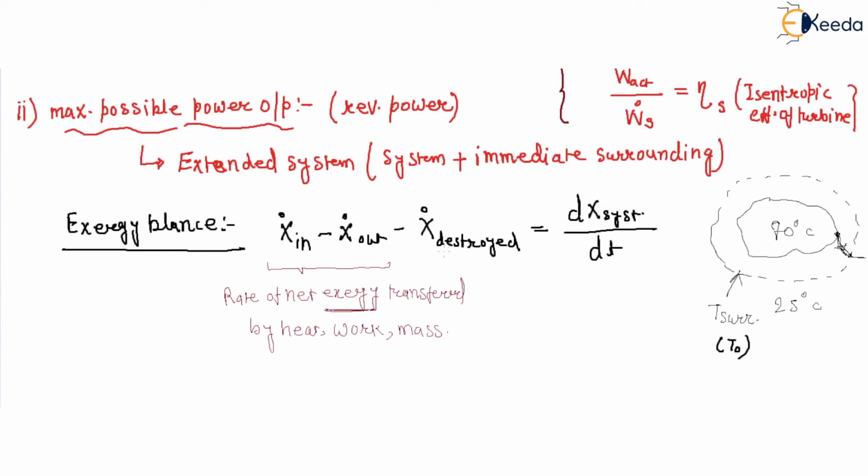And there is exergy destroyed. If there is a reversible process, there is no exergy destroyed. Keep in mind, if this is reversible, this is 0. Why? We assume that the process is reversible, so destroyed is 0, and this is also 0. Why? Because it is a steady state, steady flow process, so there is no change of property within the control volume.